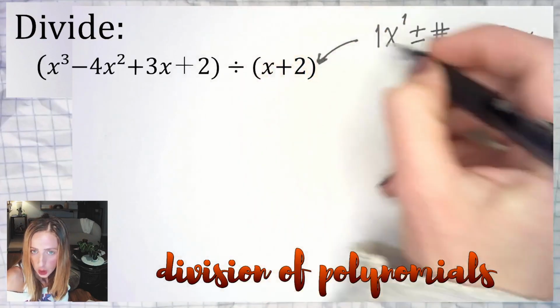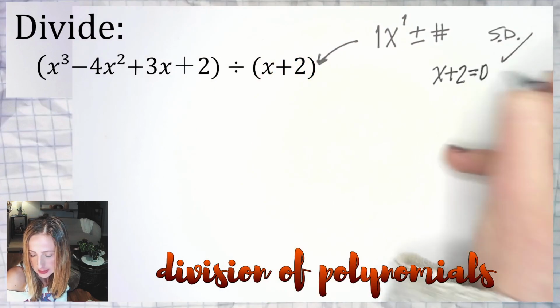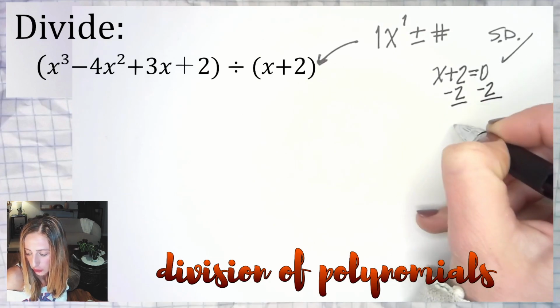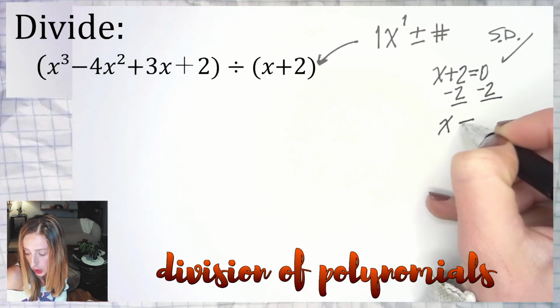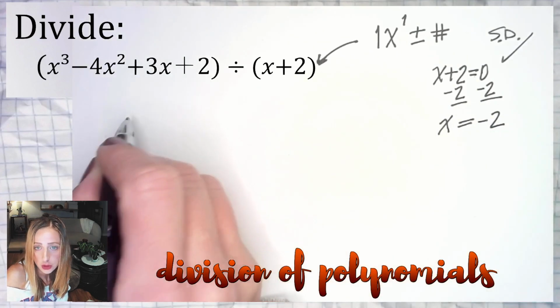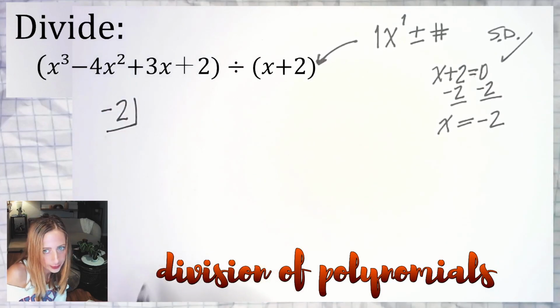So what you're going to do is take the thing you're dividing by, in this case it's x plus 2, and set it equal to 0, and we're going to subtract 2 from each side. The reason we're doing this is we are solving for x, and we're going to get negative 2. Negative 2 is going to be the number I put in the box in the top left corner.